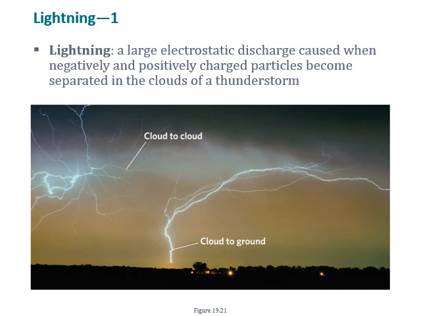Now I'll discuss lightning. Lightning is a large electrostatic discharge caused when negatively and positively charged particles become separated in clouds of a thunderstorm.